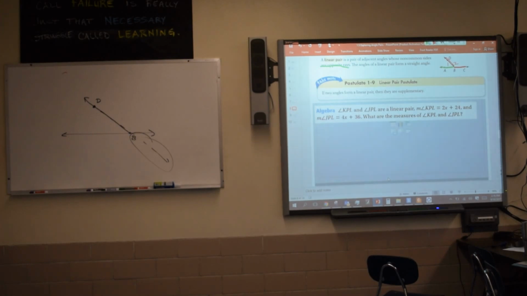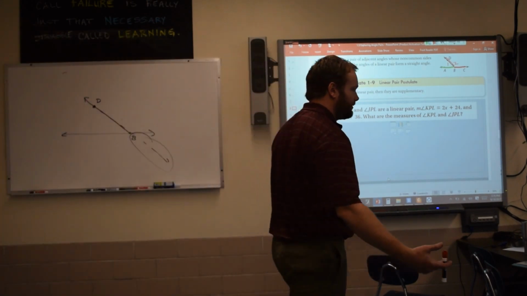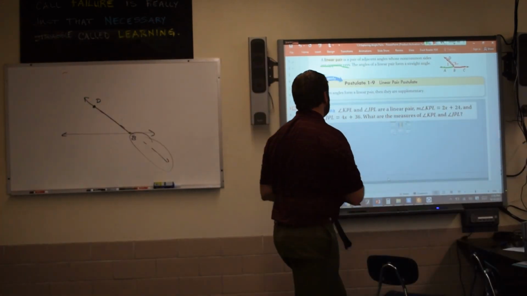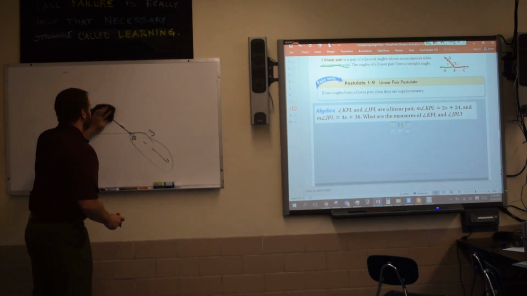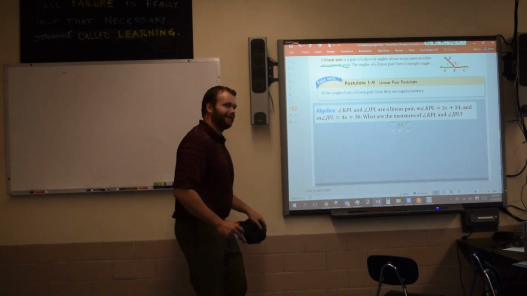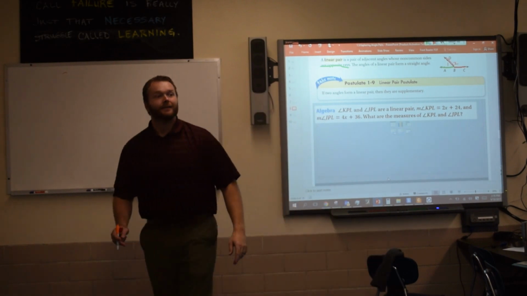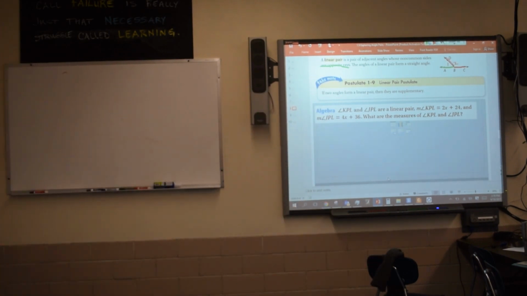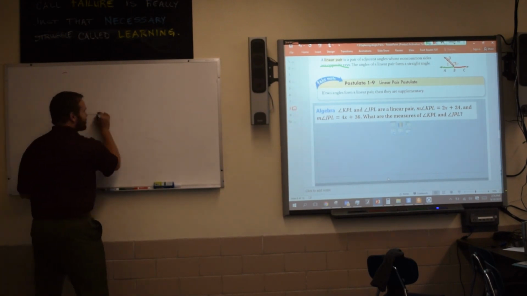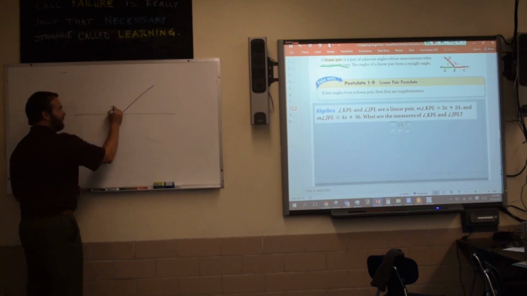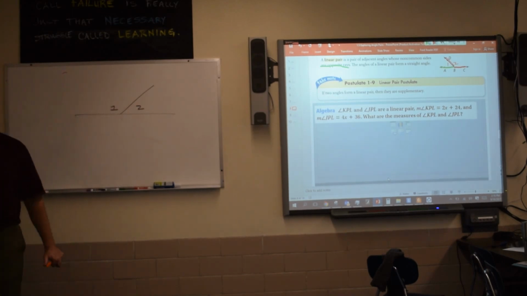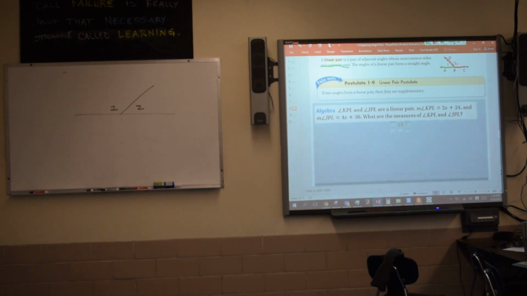And if they're supplementary, what does supplementary mean? What did we talk about as the definition of supplementary? Two angles that intersect? Side by side? Not necessarily. Equal? Can someone help me out? What does supplementary mean, guys? Yeah, they sum to 180 degrees. So whenever I see a linear pair, whenever I see a picture like this, whatever I call those angles, I'm going to add them together and set them equal to 180, right?